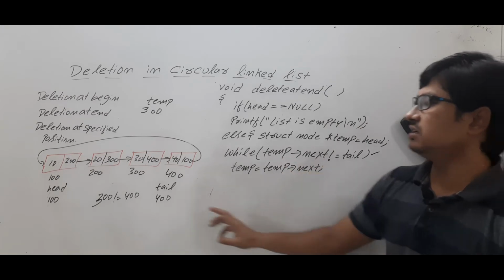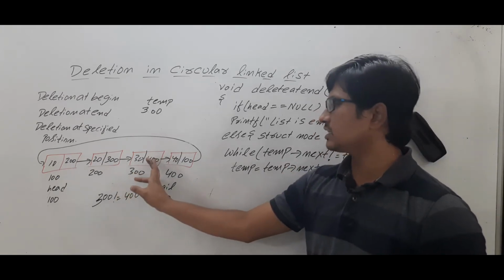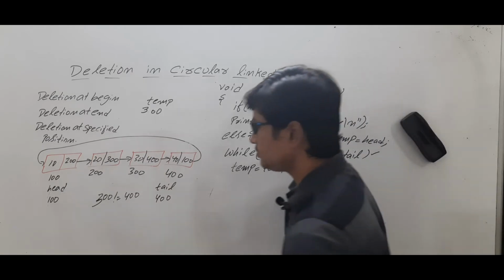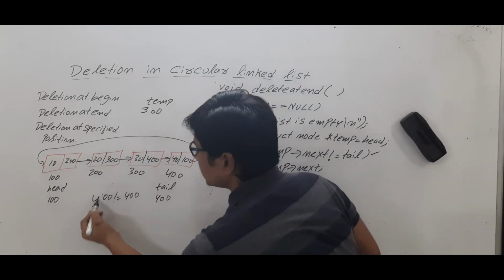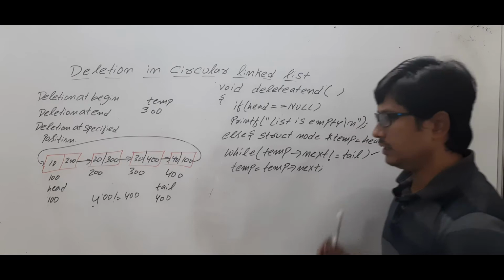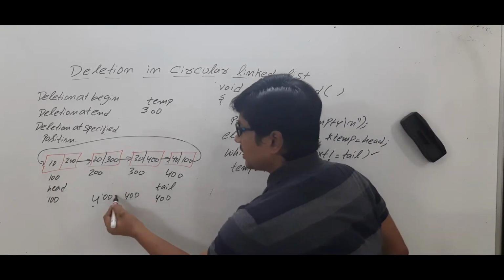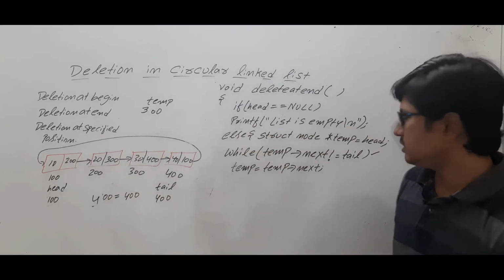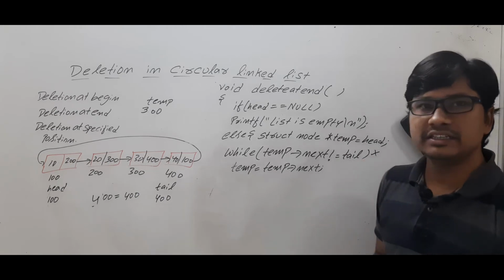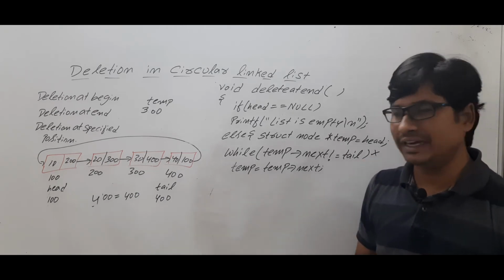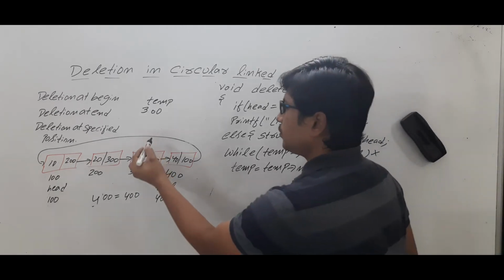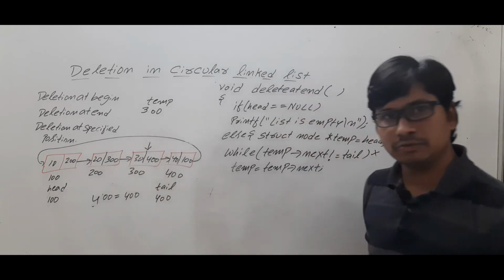Temp is 300, 300 next is 400. So the condition says 400 not equal to 400, but in mathematics 400 is equal to 400. So this condition has failed. If this condition fails, it will come out of the while loop. So now the temp pointer is pointing to the last but one node.